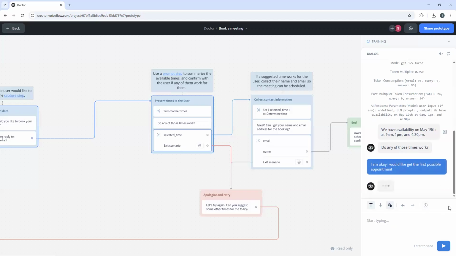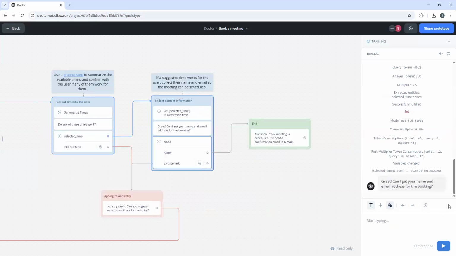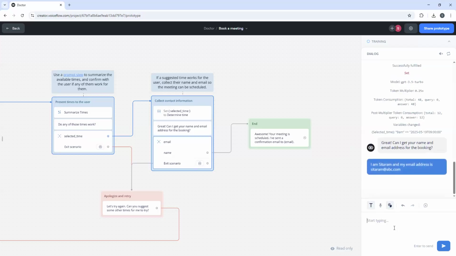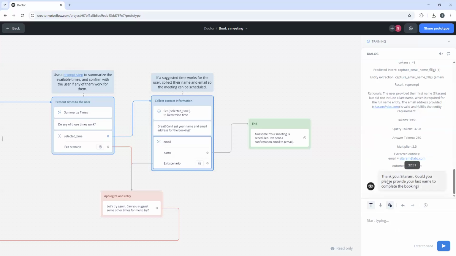When I said that, it came back with some response. Okay, so it got the best possible time. It already picked up 9 a.m. as the best possible time. Can I get your name and email address? Then I say, my name is Sitaram, and my email address is sitaram@abc.com. I just give some details. Thank you, Sitaram. Could you provide your last name for completing the booking?